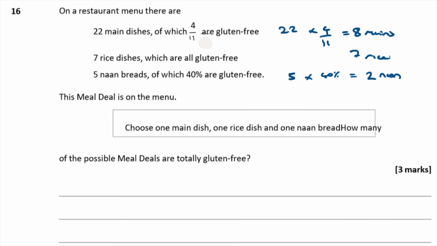Okay, so that means how many different choices are there? You've got 8 choices for your main dish, 7 choices for your rice dish, and 2 different choices for your naan dish, which altogether is, what, 8 times 7 is 56, times 2 is 112. I make that 112 separate choices which are gluten-free.